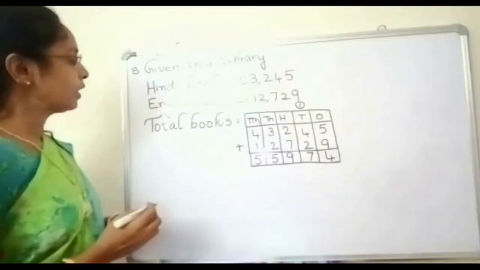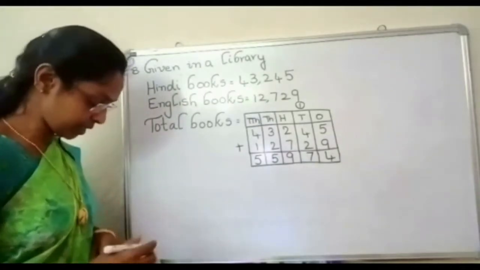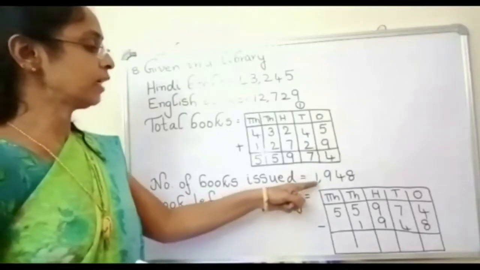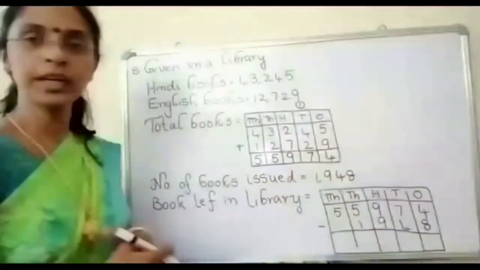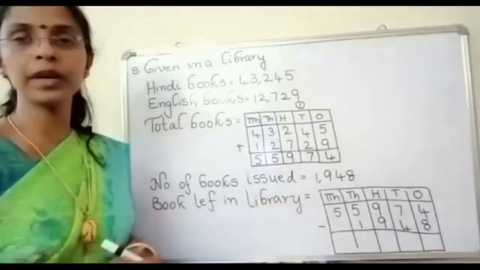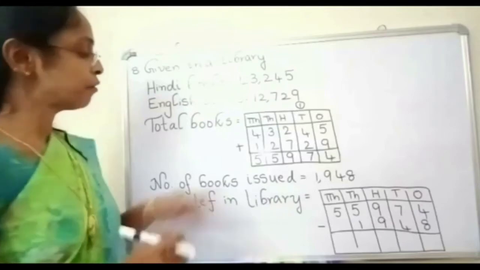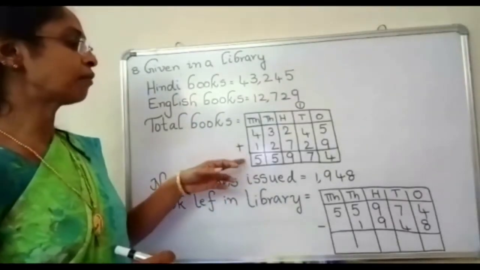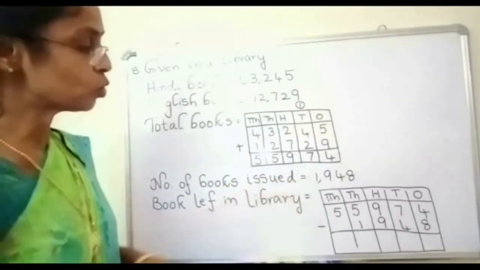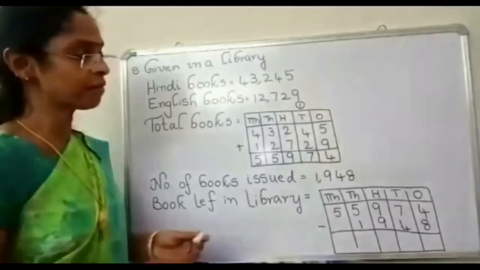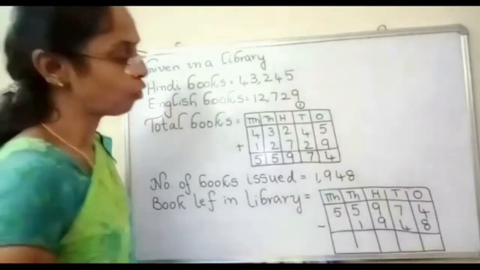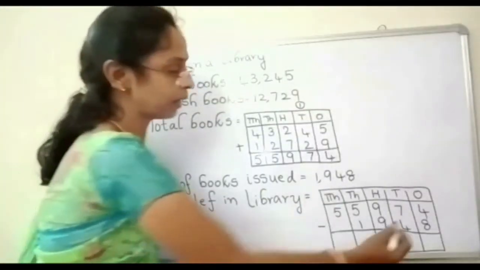Okay. Now the next thing he gave in the question is the number of books issued. Yes, 1,948 books were issued. And after issuing the books, how many books were left in the library? Left. That means from the total number of books, you have to subtract the number of books issued. Let us do, children. Now start the subtraction from ones place. 4 minus 8. Can you do? Because 4 is small, you have to regroup the numbers.